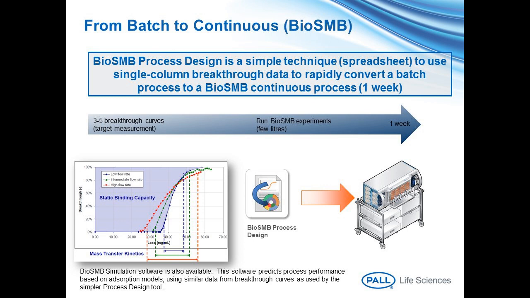So conceptually, all the information we need for a process design is already available in the batch process. So the way we translate a batch process to a continuous process is by mainly focusing on the batch breakthrough curves, because those are actually a representation of the mass transfer zone at different linear velocities. And from that, we derive the required contact time and the absolute maximum binding capacity, or the static binding capacity, that we can attain on the columns. So it just requires 3 to 5 breakthrough curves, a few modeling exercises, and then within 1 week you can run already a few BioSMB experiments on your process development system.